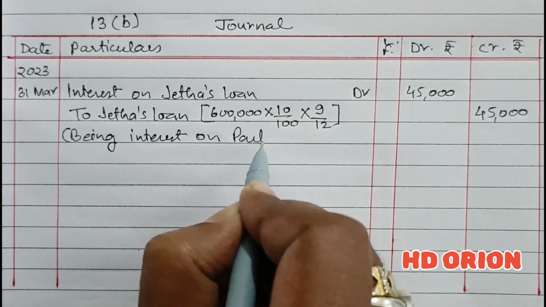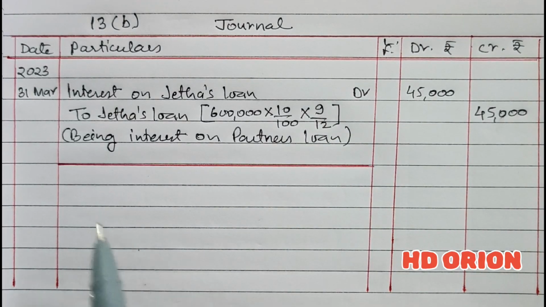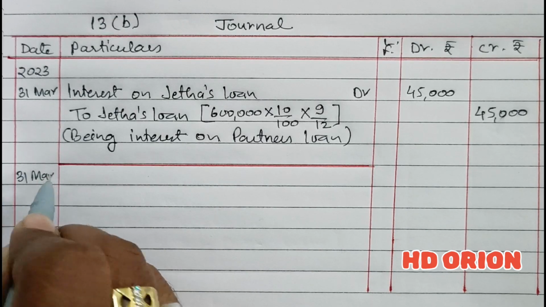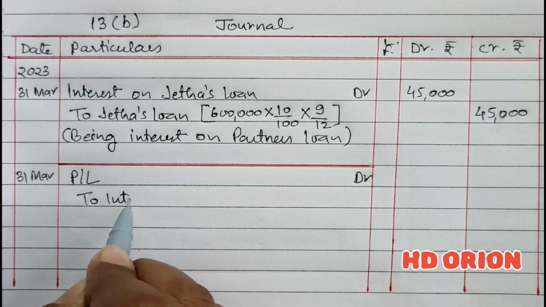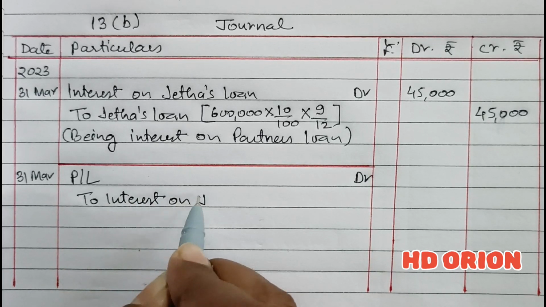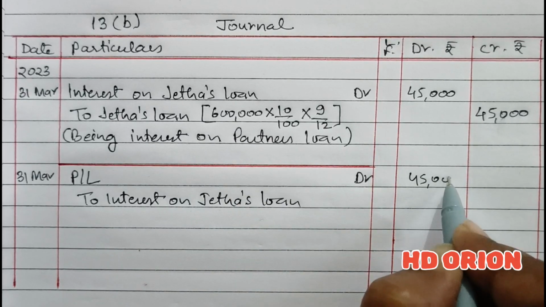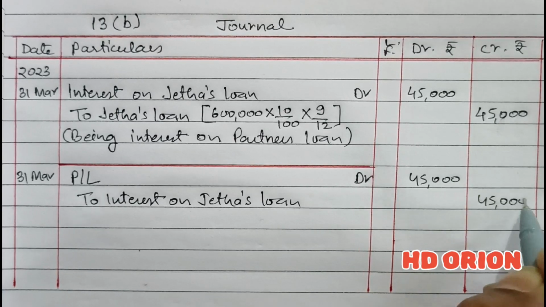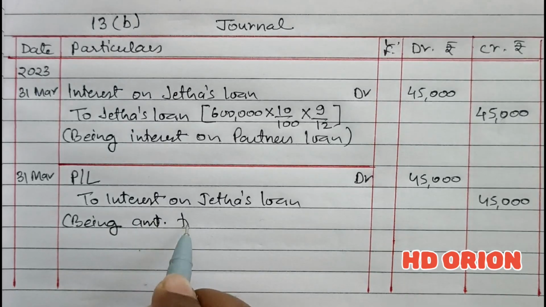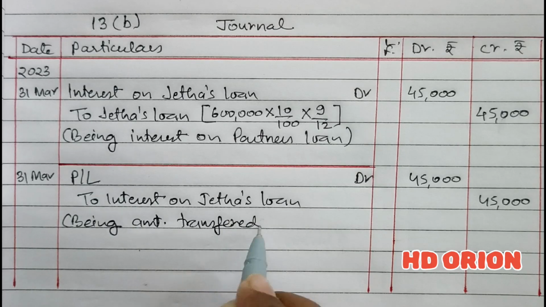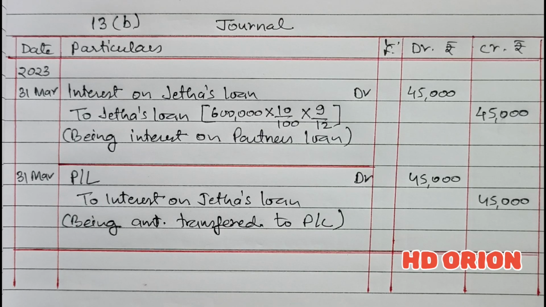Paying interest on partner's loan. Now on the same date, 31st March, we will transfer it to profit and loss account because it is a charge against profit. Same amount, rupees 45,000, because it is the last day of the financial year, being amount transferred. So these are the journal entries.